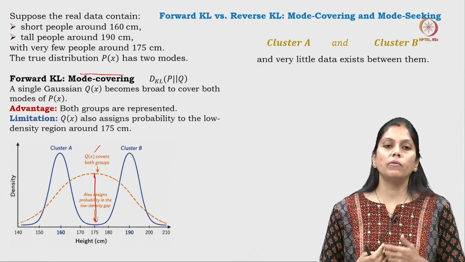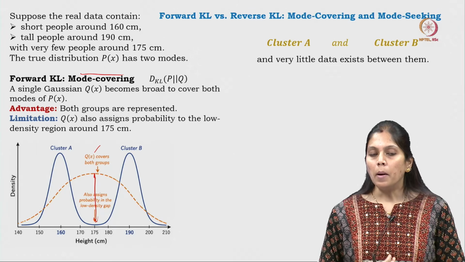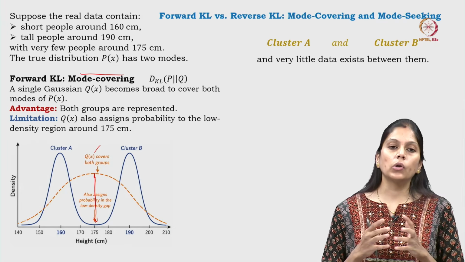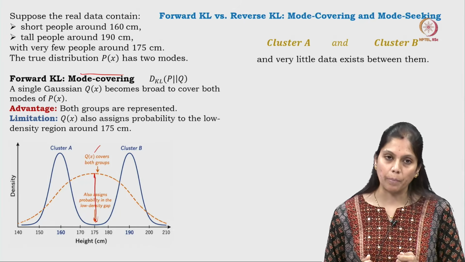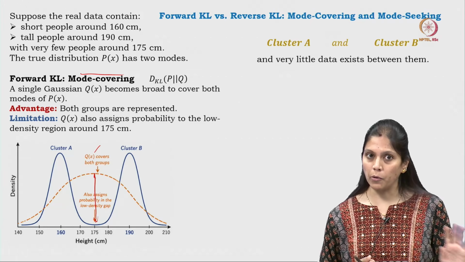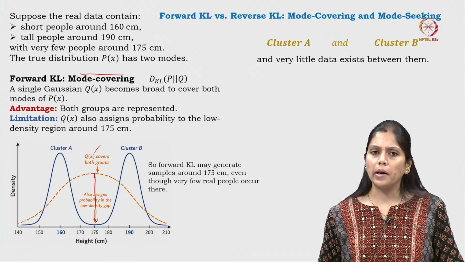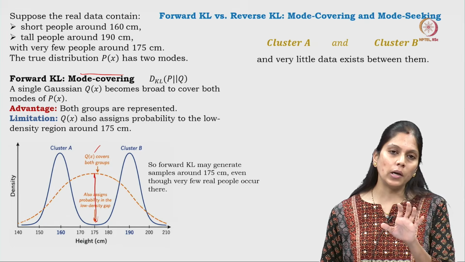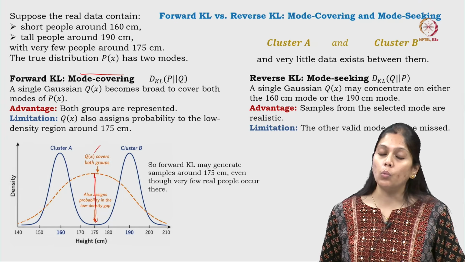We want the data which is either from 160 or from 190. But what does forward KL divergence say? Cover both. In the process of covering both, it is generating samples which are intermediate. Therefore, it is going to give some unrealistic data. This is all about forward KL. So what is forward KL? It may generate the same samples around 175, even though there are very limited such samples in the examples.